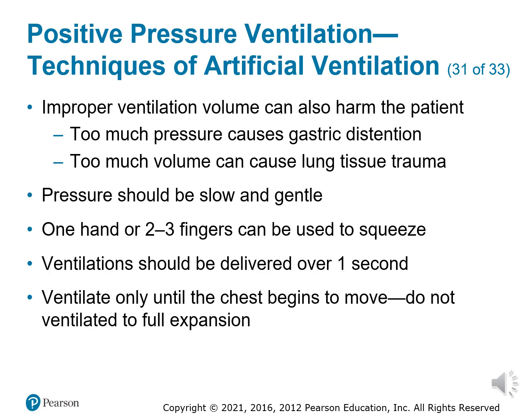Improper ventilation volume can also harm the patient. Too much pressure can cause gastric distension. Too much volume can cause lung tissue trauma. Pressure should be slow and gentle. One hand or 2 to 3 fingers can be used to squeeze. Ventilation should be delivered over 1 second.